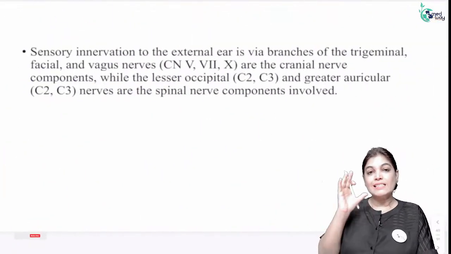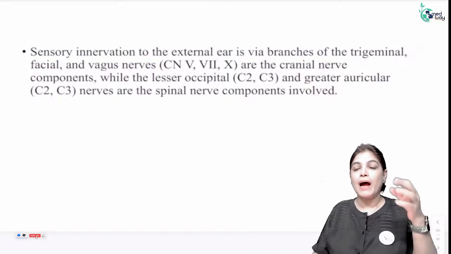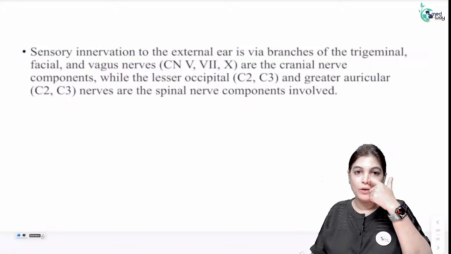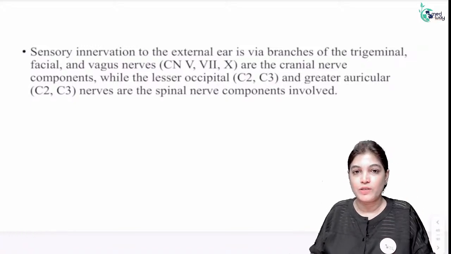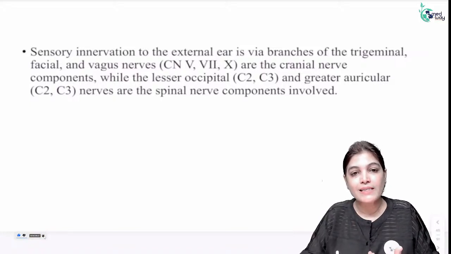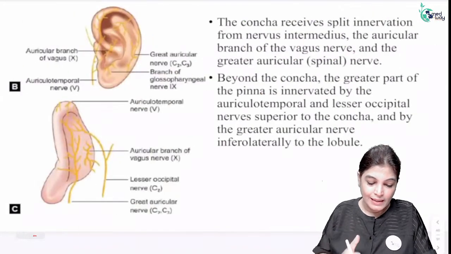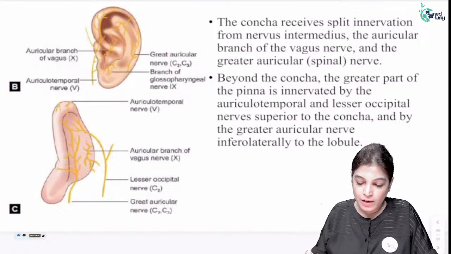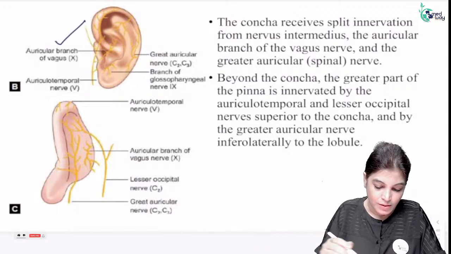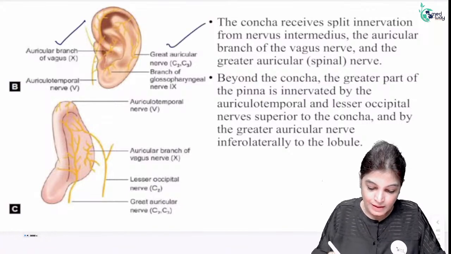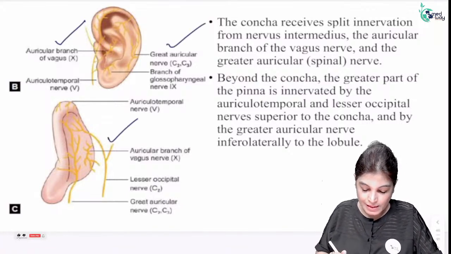Now, if I talk about the sensory innervation of the external ear, they are the branches of the trigeminal nerve along with the facial and the vagus nerve, and the lesser occipital nerve and the great auricular nerve are the spinal component. These are the nerves giving innervation. Here is another image where you can see the innervation of the concha, which receives from the auricular branch of vagus and the great auricular nerve. And if you see the lesser occipital nerve also.